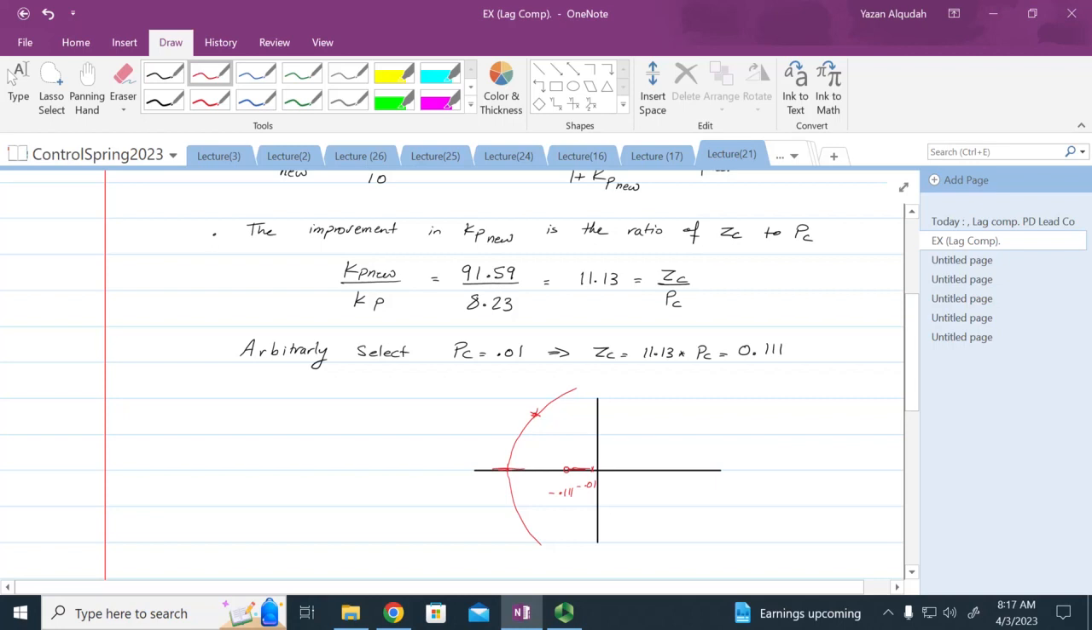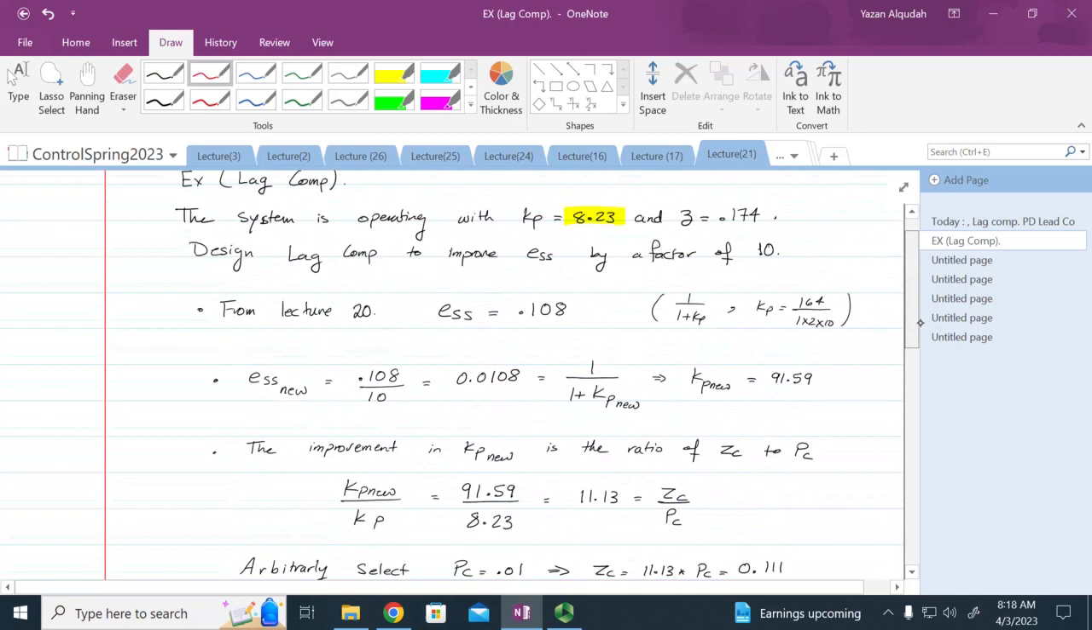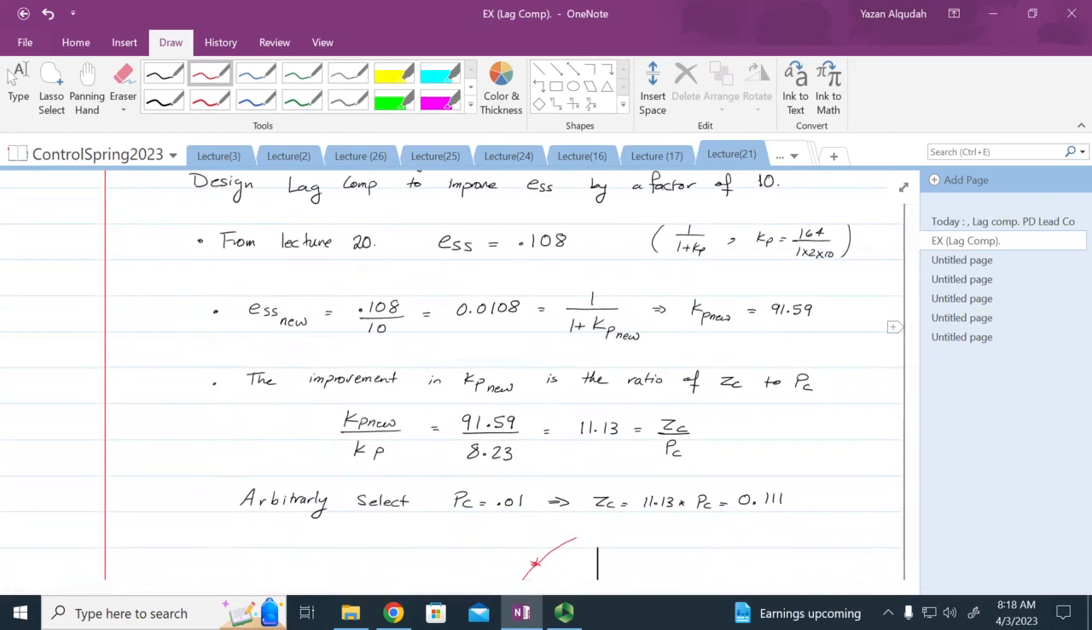Is that clear? So again, we're adding a pole and a zero very close to each other, so they'll have minimum impact on the root locus, and therefore I'm going to stay operating very close to where I used to operate on the root locus. However, the ratio of ZC over PC is going to improve the constants that we use in the calculation of the error, and therefore I'm going to have an improvement in the steady state error by the ratio of ZC divided by PC. Any questions? No? Okay.